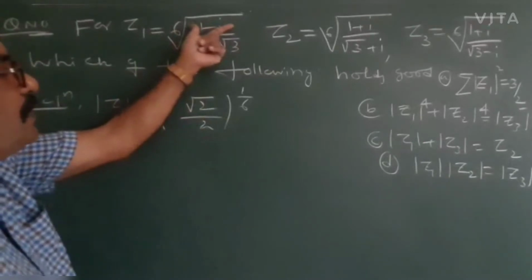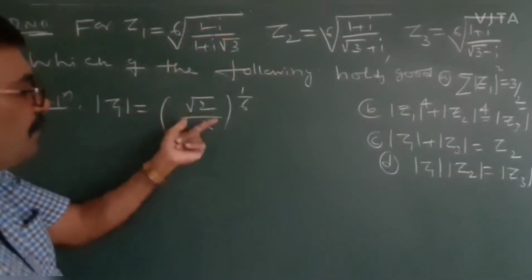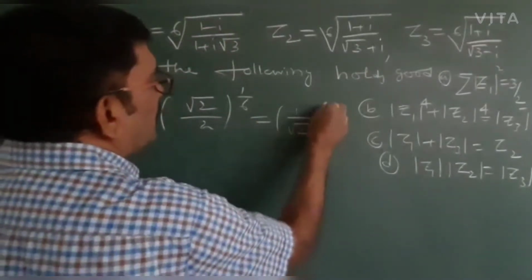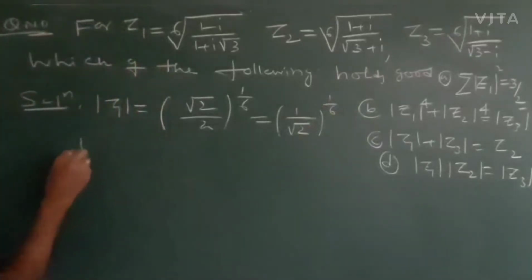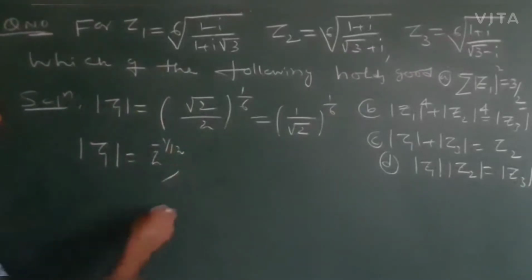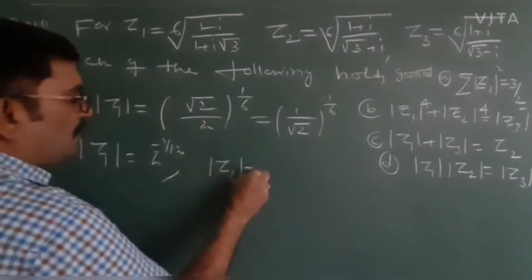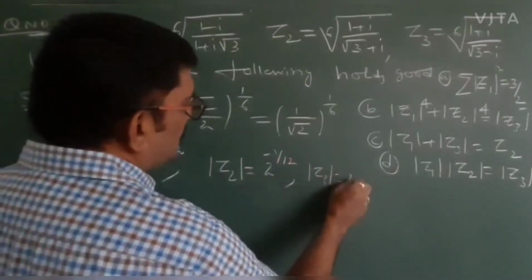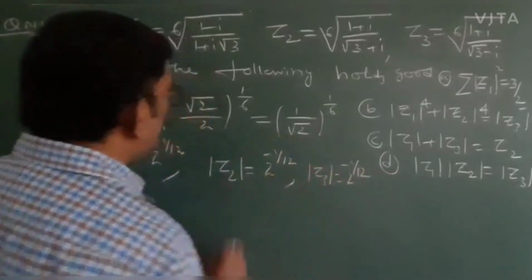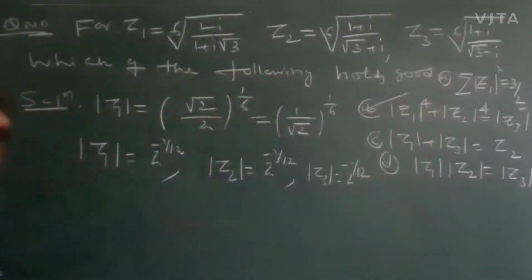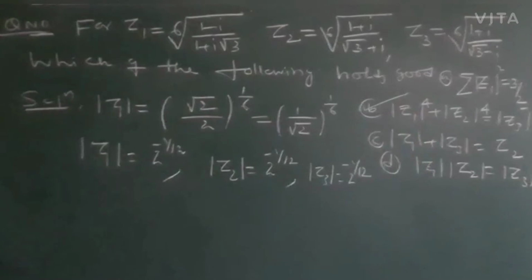How comes modulus of z1 by z2 is nothing but mod z1 by mod z2. This is nothing but 1 by root 2 power 1 by 6. This is nothing but mod z1 is equal to 2 power minus 1 by 12. Similarly, you get mod z2 is equal to the same, minus 1 by 12, and mod z3 is also 2 power minus 1 by 12. Yes, verify that. So therefore, if you verify this, we are going to get option B.